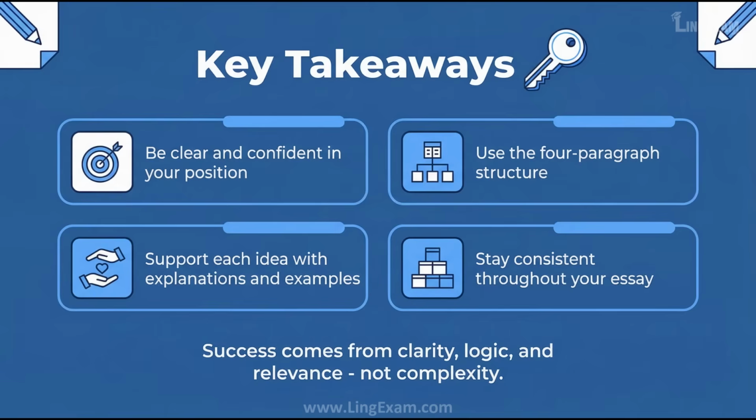Writing an effective opinion essay in IELTS Task 2 is not about being complex or using the most difficult vocabulary you can think of. It's about being clear, logical, and relevant. Choose your position confidently. Structure your essay in a logical way with 4 clear paragraphs, and support each idea with specific explanations and examples. When you follow this approach, you'll be meeting all the requirements of the IELTS band descriptors.